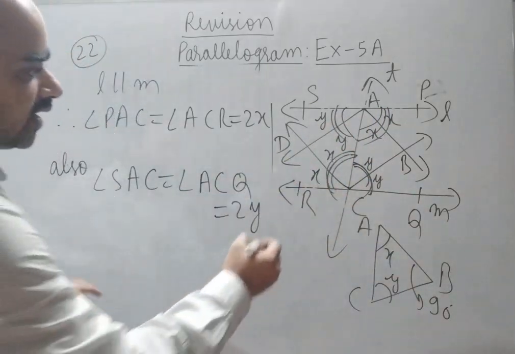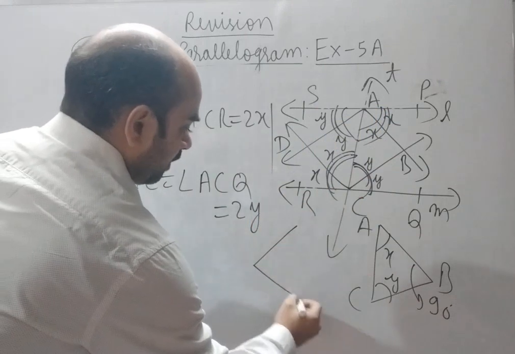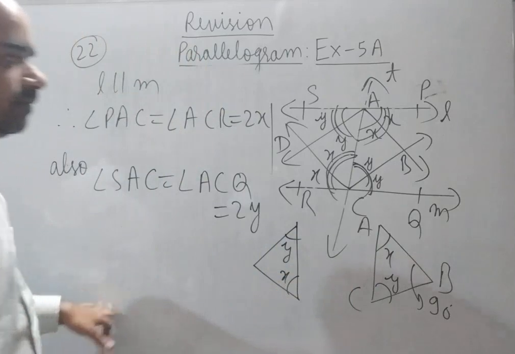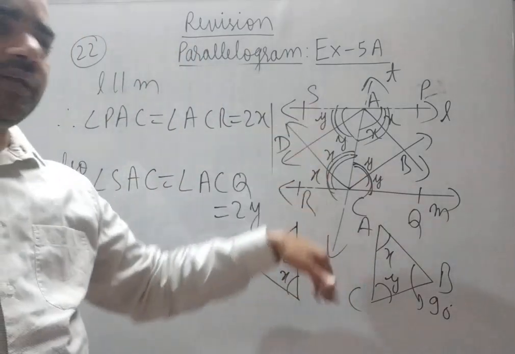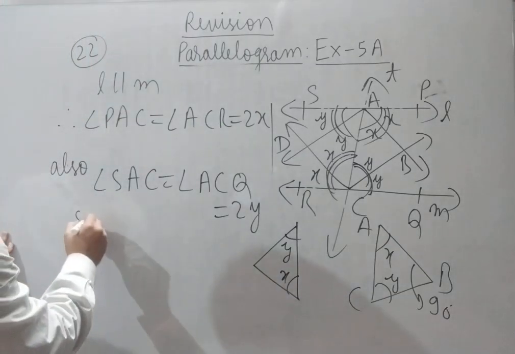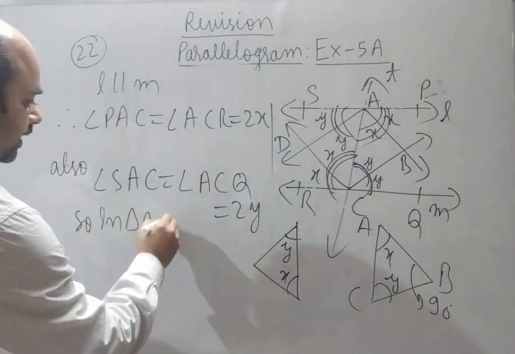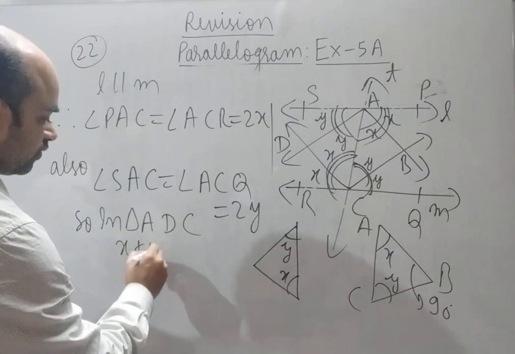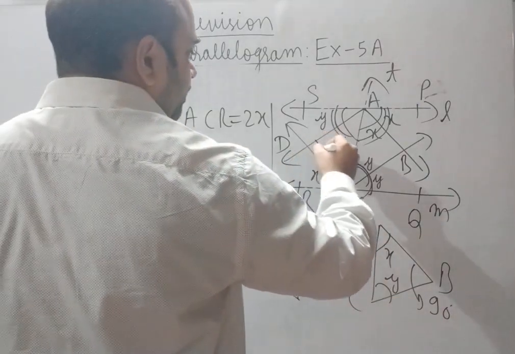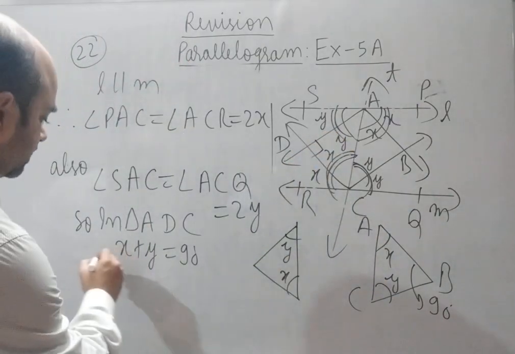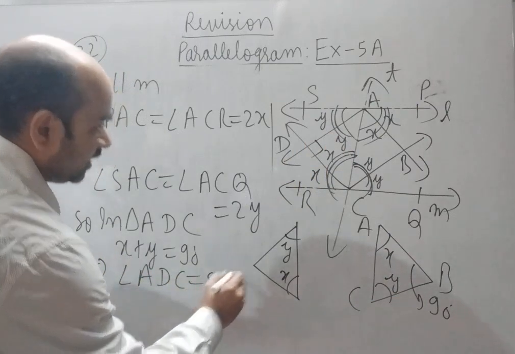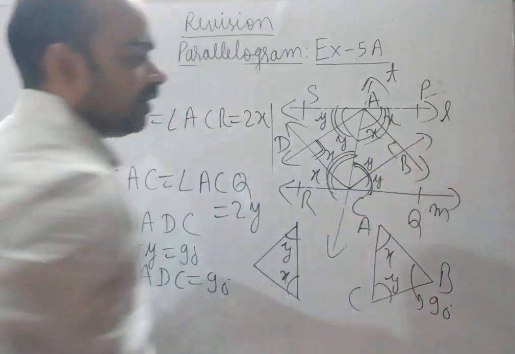So again in triangle ADC, we are having y plus x, and already we have proved that y plus x is 90 degrees. So in triangle ADC, x plus y is 90 degrees, as we proved in the first triangle. Therefore this angle will be 90 degrees. It means angle ADC will be 90 degrees. It means these two angles will be 90 degrees.